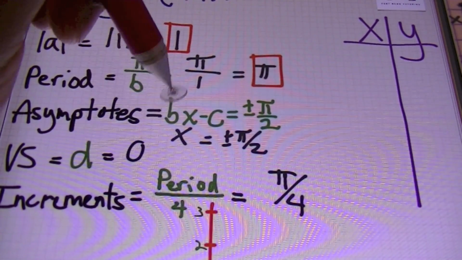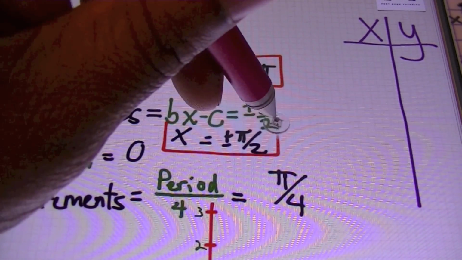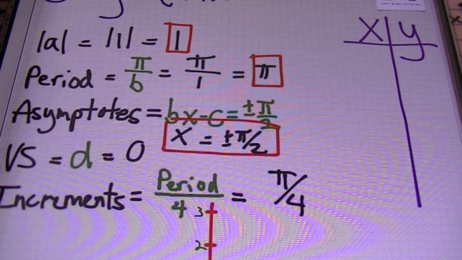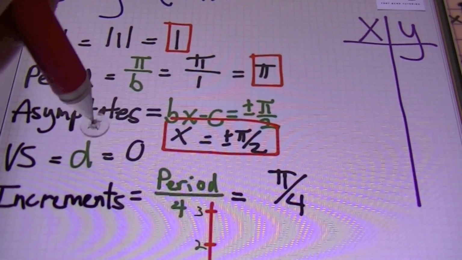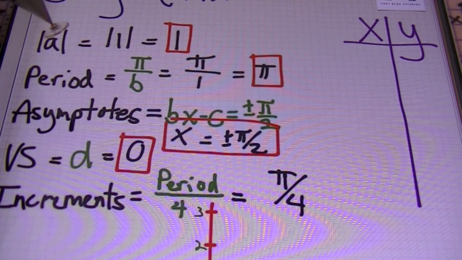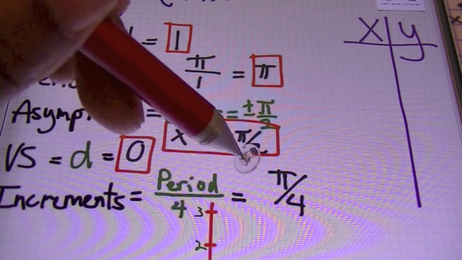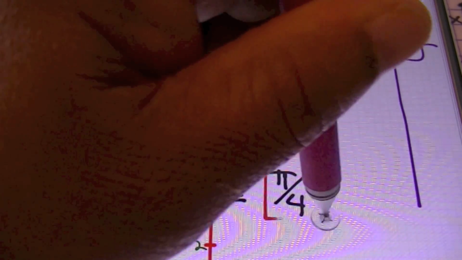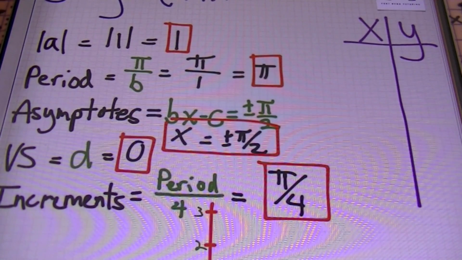I also know that my asymptotes will have the equation x equals plus or minus pi over 2. I know that my vertical shift is 0. I won't be moving up or down to slide this function. And then I have my increments, which is pi over 4. That's what I'll be adding to each x value to get to the next one.